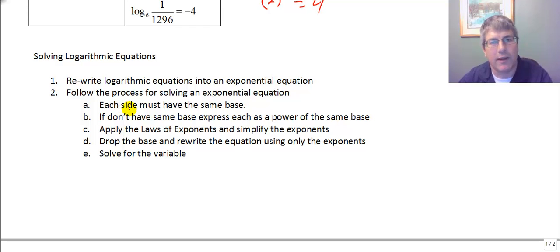When you solve an exponential equation, each side must have the same base. So you'll have to rewrite each side of the equation with the same base, whether it's base 2 or base 5. And you will have to use your laws of exponents here and apply those laws of exponents. Once you have the same base and simplify those exponents, you will drop the base and rewrite the equation using only the exponents, and then you'll solve for the variable.